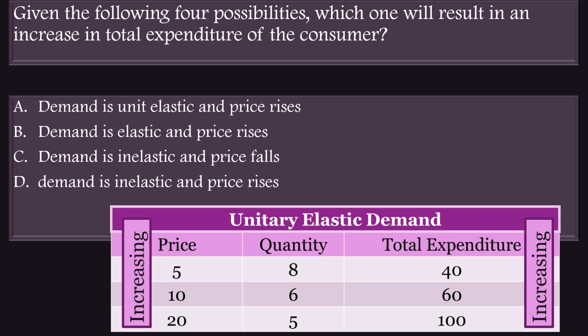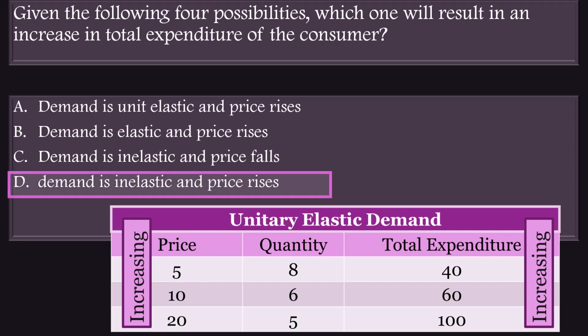It is based on total expenditure method of measuring elasticity of demand. According to this method, total expenditure will increase when the price of the product increases. Option D is the correct choice.